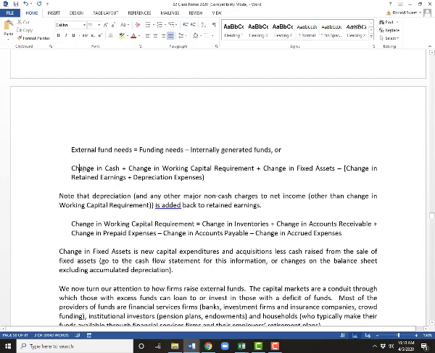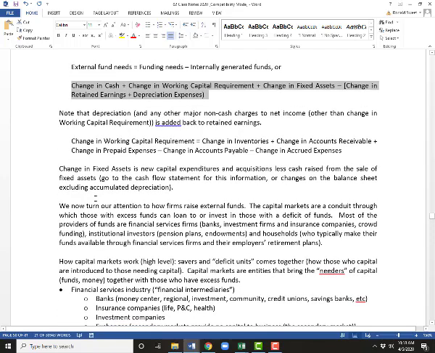You could look at it as change in cash plus a change in working capital requirement plus a change in fixed assets minus your change in retained earnings and depreciation. So we actually add depreciation back because it's a non-cash item. I don't really care if you learn this formula. It's not an important formula. We already talked about working capital requirement. We did that in Project 1.